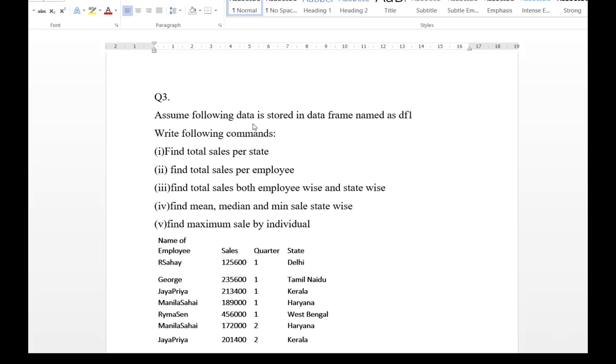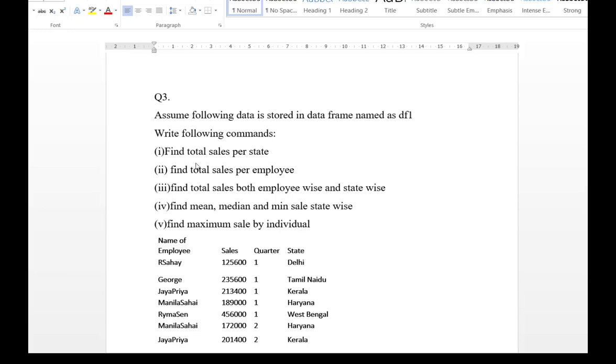Yes, students, now see the third question. In the third question, assume the following data is stored in the data frame named df1. So this is the df1 data frame, and we have to write these commands.